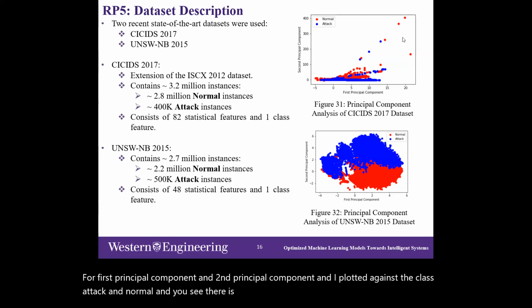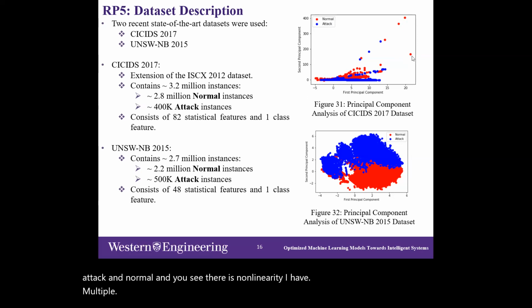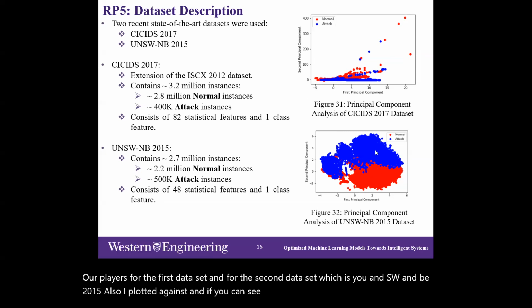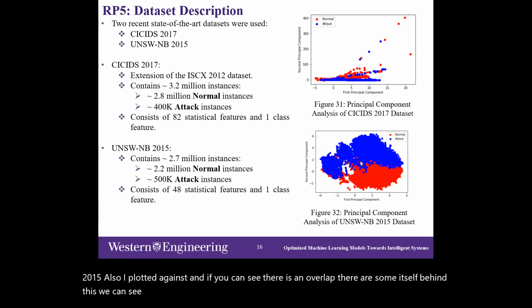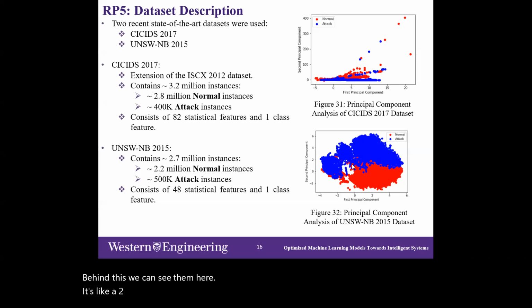I have multiple outliers for the first data set. For the second data set, which is UNSW-NB15, I also plotted it. And if you can see, there is an overlap. There are some red cells behind this. We can see them here. It's like two layers. So we prove the nonlinearity of the data. Why? Because if I need to use SVM, I will not use the linear kernel, because the data are nonlinear.